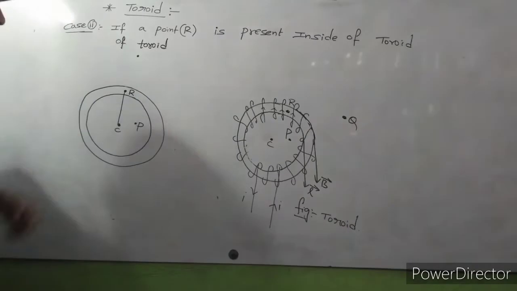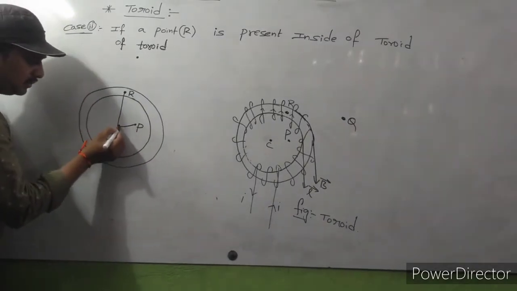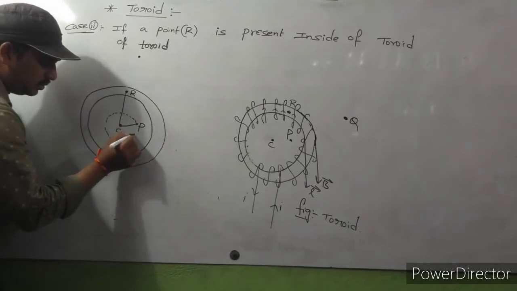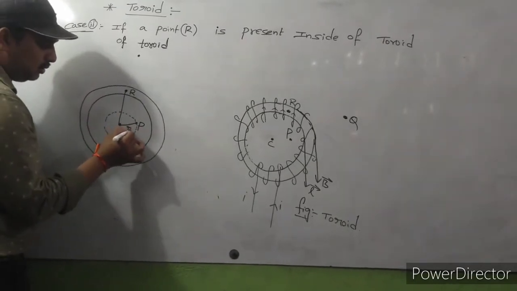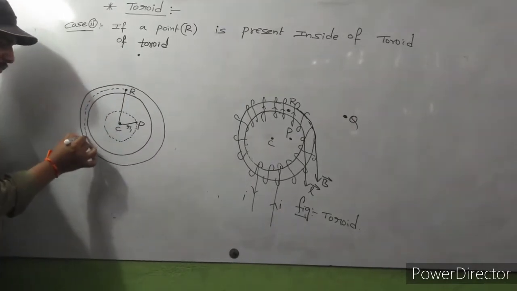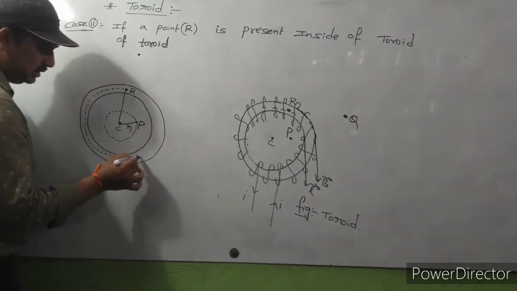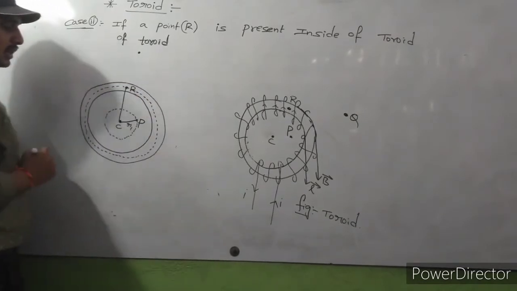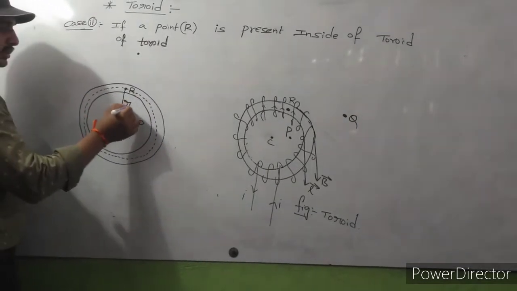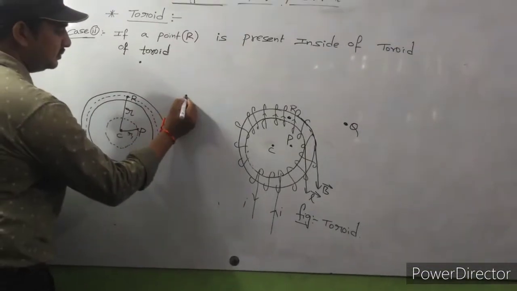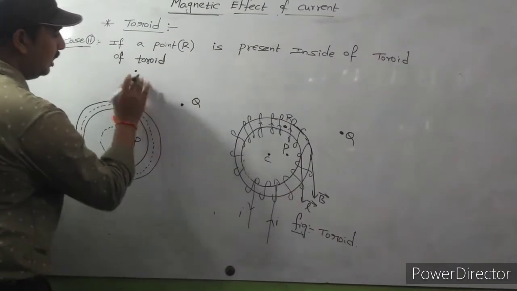So here is the point. Now for this one, the radius is R1, I consider. So for this one, if I consider this is an imaginary circle I draw, this is a radius R. If now the point is present here, Q point, am I right?